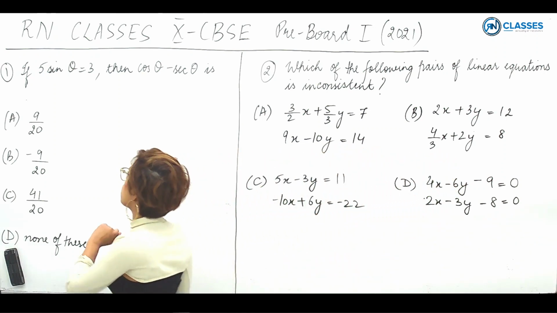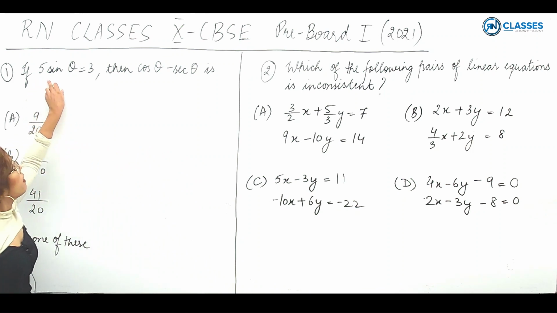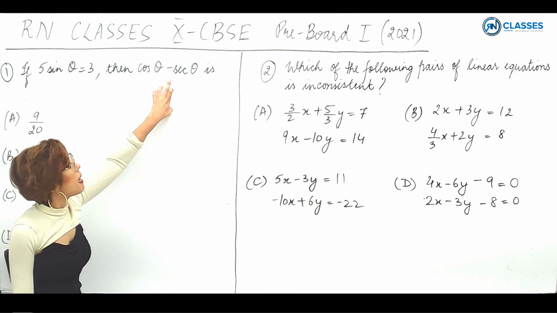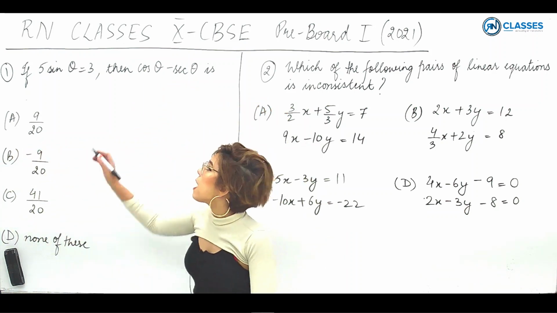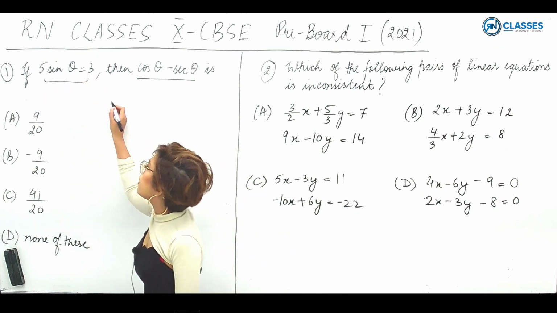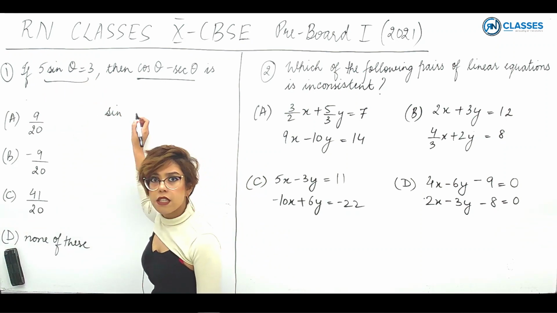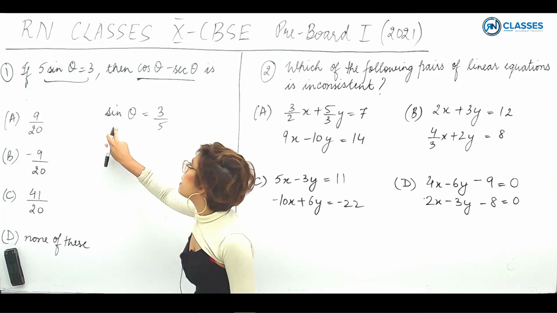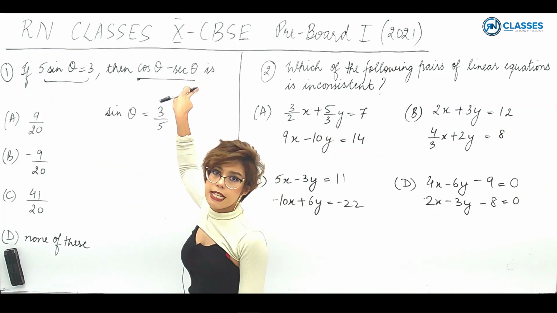Now, first question, if 5 sin theta is equal to 3, then cos theta minus secant theta is. That means I am interested in the value of this, right? From this relation, can I write the value of sin theta? Yes, sin theta is equal to 3 by 5. From sin theta, I need to write cos theta and secant theta.